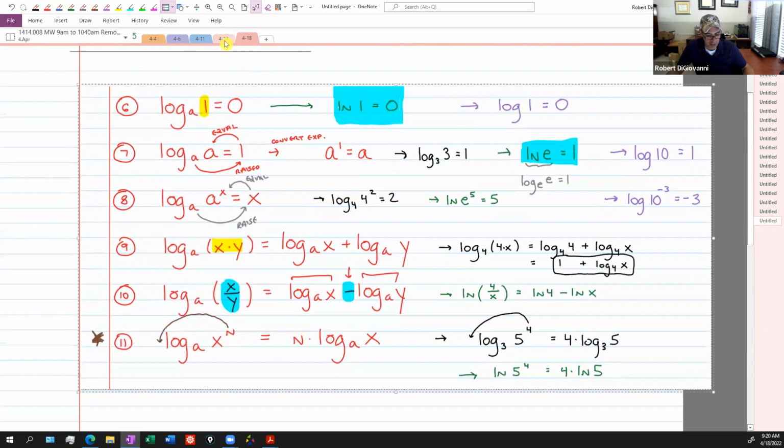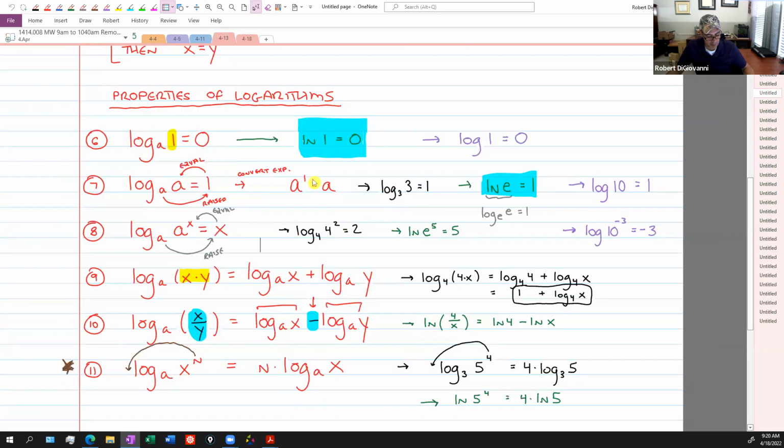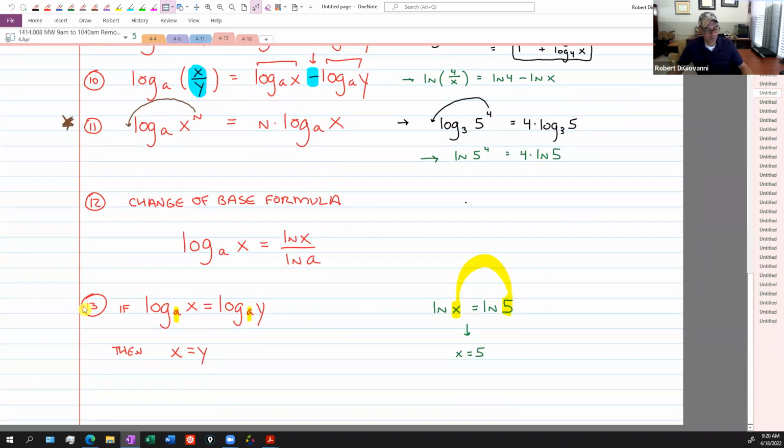It's actually not on this page. Hold on. Go back to this. Here it was, property 13. If log base a of x equals log base a of y, then the two arguments must be equal to one another. So if you have two logs equal to one another with the same base, then you can just set the insides equal to one another, which is what makes this problem actually not as bad as it looks.